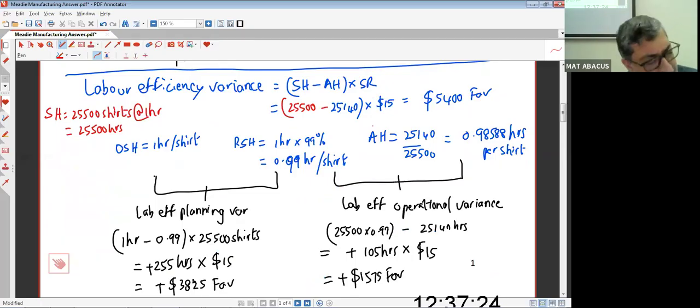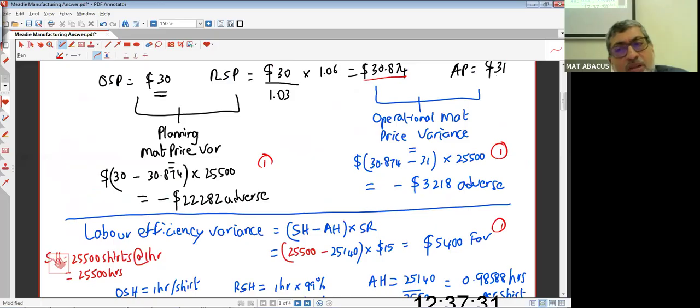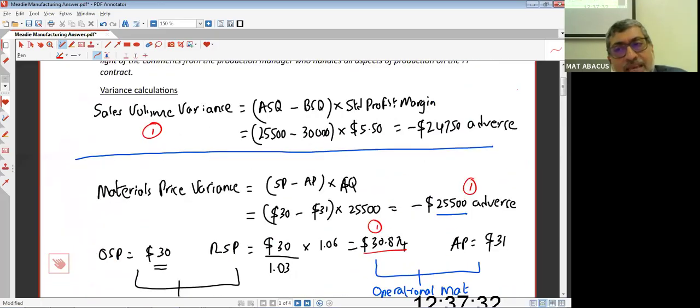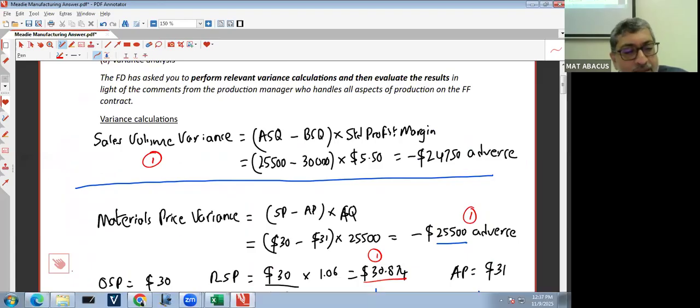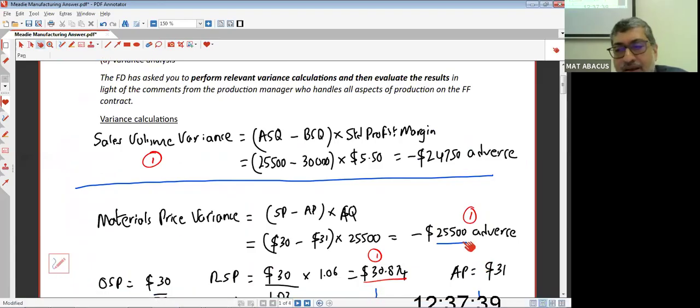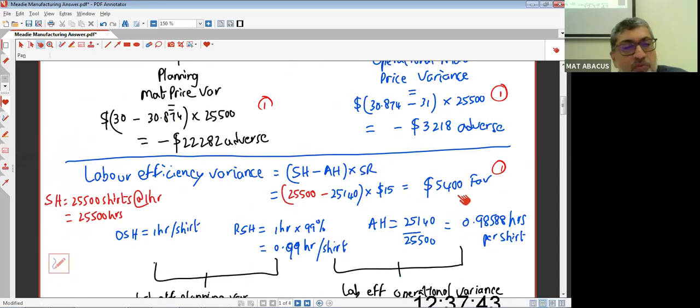But again, the marking is very nice because you get 1 mark here again. So minimum, if someone did not do operational and planning variance, if they at least do the sales volume, the normal material price here, the 25,500, the 24,750, and at least the 5,400, you still end up with 3 marks. I mean, yeah, it's not enough for you to pass, but at least you get marks.